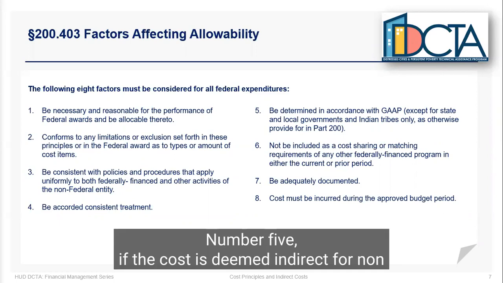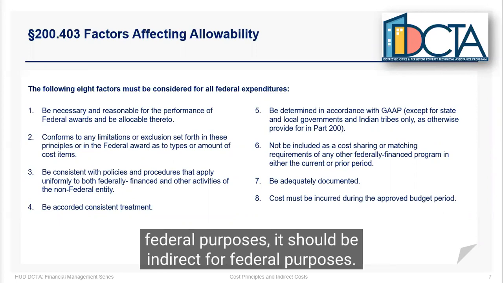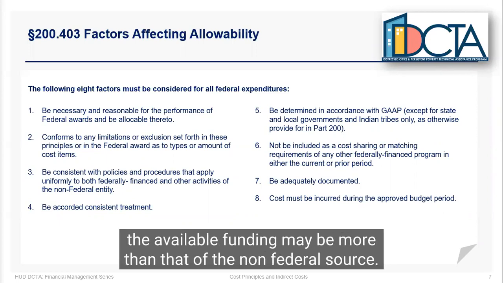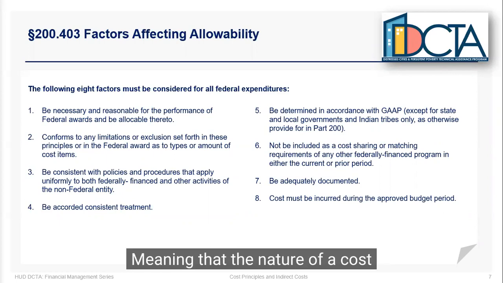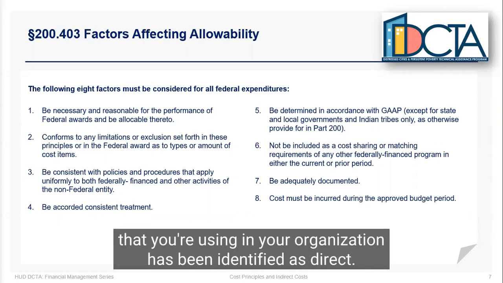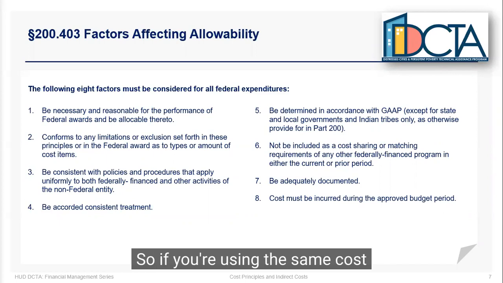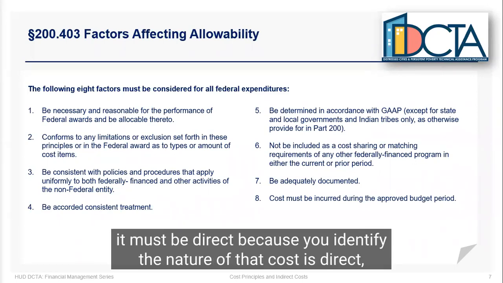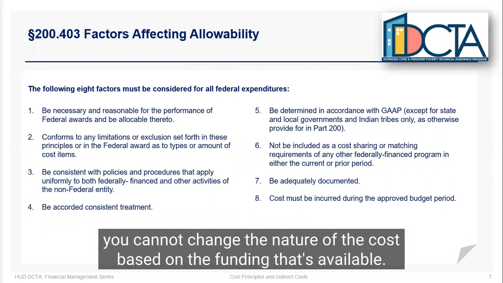Number four, if a cost is deemed indirect for non-federal purposes, it should be indirect for federal purposes. The recipient cannot apply a different standard to federal awards simply because the available funding may be more than that of the non-federal source, meaning that if the nature of a cost in your organization has been identified as direct, then if you're using that same cost for a federal purpose or non-federal purpose, it must be direct, because you have identified the nature of that cost as direct. You cannot change the nature of the cost based on the funding that's available.